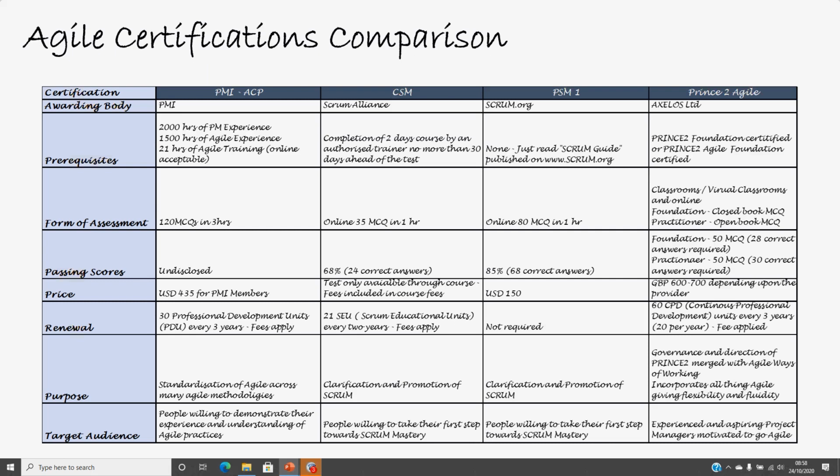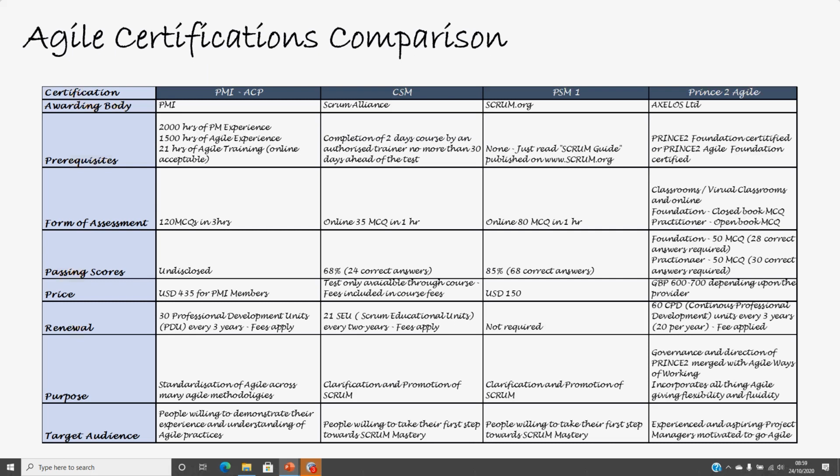The renewal is actually done every 2 years by submitting 21 Scrum educational units. It's the same concept as in PMI, the PDUs, professional development units. Over here, they're calling it Scrum educational units. The motive behind this one is the clarification and the promotion of Scrum.